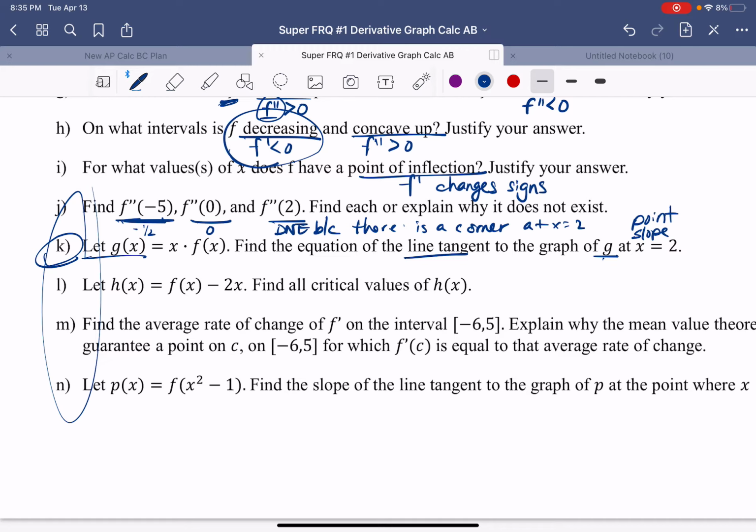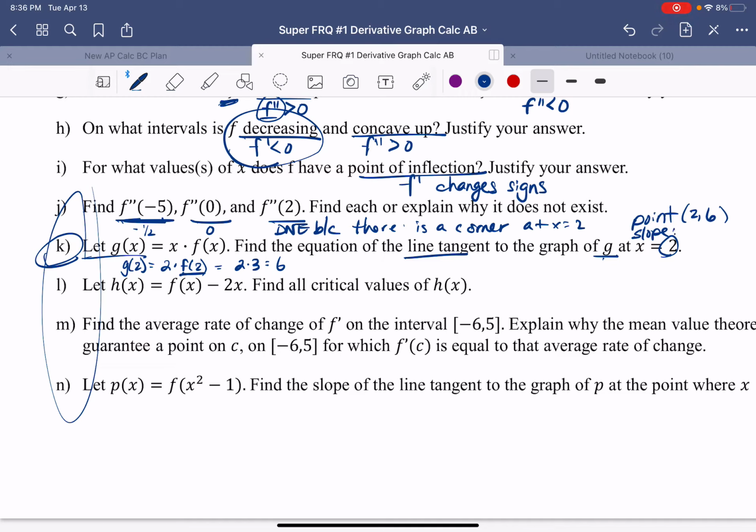So the point we can figure out by just plugging in x equals 2 to get the y value. So we know it's at 2, and then our y value would be g of 2, which is equal to 2 times f of 2. Luckily, we know this because that's the initial condition, right? So it'll be 2 times our initial condition 3, which is 6. So we know that our point is (2, 6). And so now we need to figure out what the slope is.